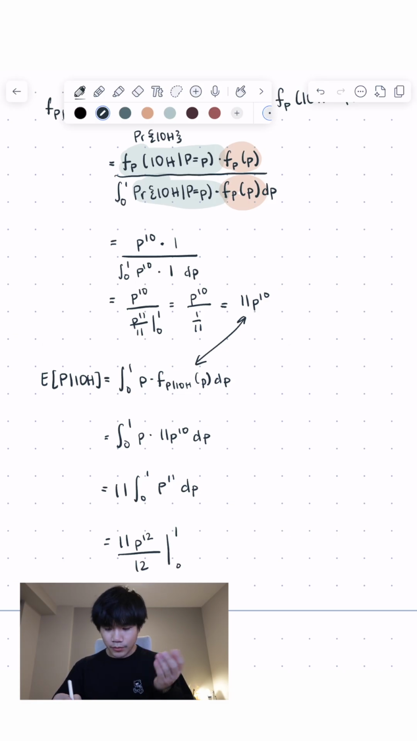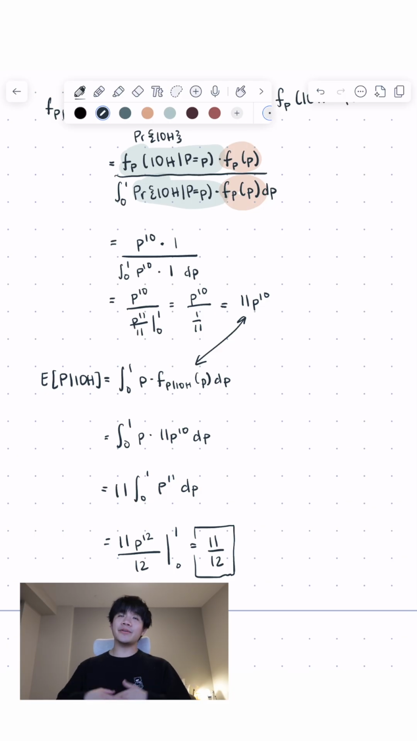And since it's evaluated from 0 to 1, the p goes away. This is our updated value, and this is the expected value of the probability after flipping the coin 10 times and seeing 10 heads, given that we expected it to be a uniform random variable from 0 to 1.